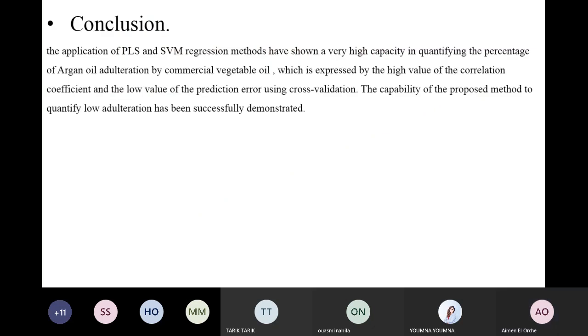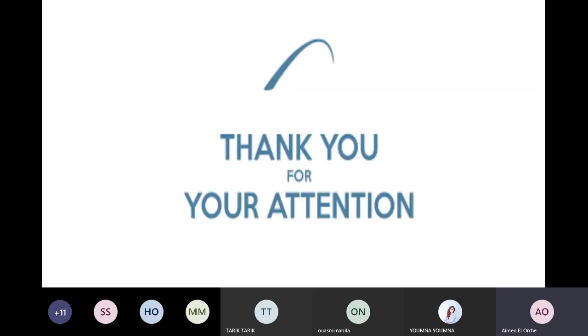adulteration. To conclude, the application of PLS and SVM regression methods has shown a very high capacity in quantifying the percentage of argan oil adulteration by commercial vegetable oil, which is expressed by the high value of the correlation coefficient and the low value of the prediction error using cross validation. The capability of the proposed method to quantify low adulteration has been successfully demonstrated. Thank you for your attention.